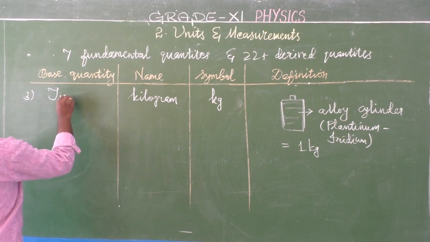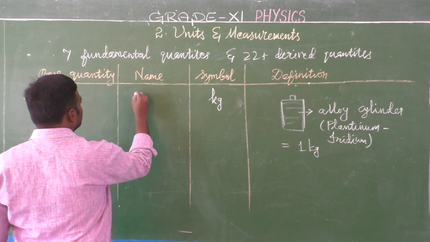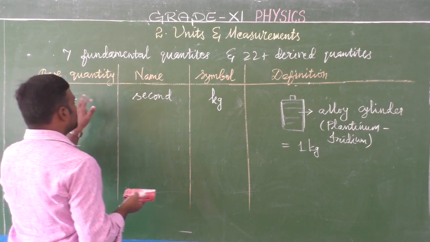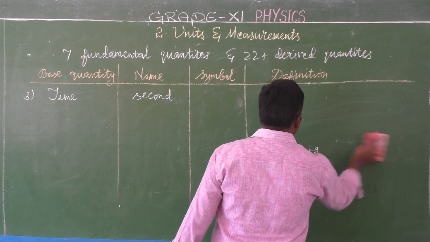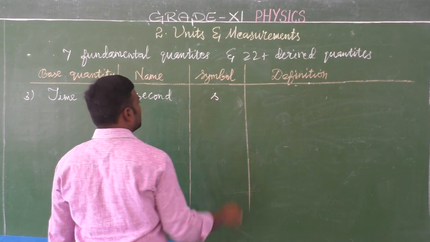The third quantity is time. What is the unit used? The name of the unit used is second. Second is the name of the unit used in the quantity time. Now the symbol and definitions we are going to discuss. The symbol is small s.